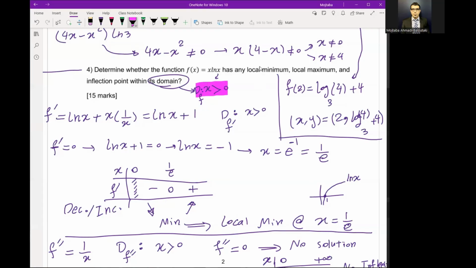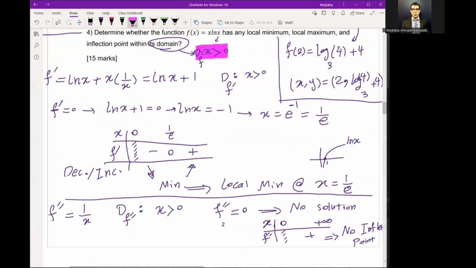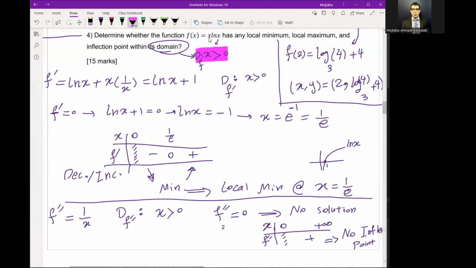Now, to find local minimum and maximum, we need to find critical points, f prime. We're going to use the product rule in here, right? So that would be the derivative of this x, which is 1, times ln of x, and then plus x times the derivative of ln, which is 1 over x. So this is our f prime.